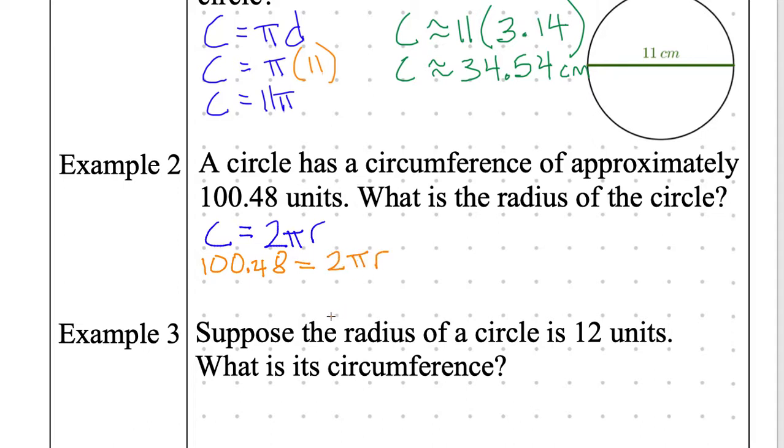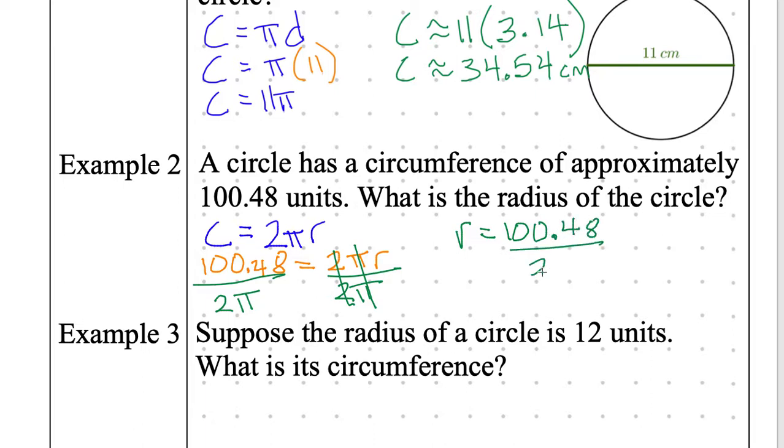And then what am I going to do to both sides? New volunteer. Quiet raised hand. Sergio Hood. What am I going to do to find r? I need to isolate r. Right now r is being multiplied by 2 pi. Fernando, what are we going to do? Divide both sides by 2 pi. Divide by 2 pi. And there's our answer. So these cancel out and we get r is equal to 100.48 divided by 2 pi.